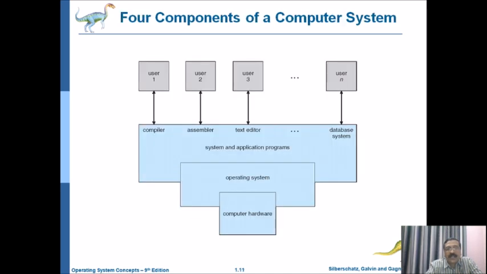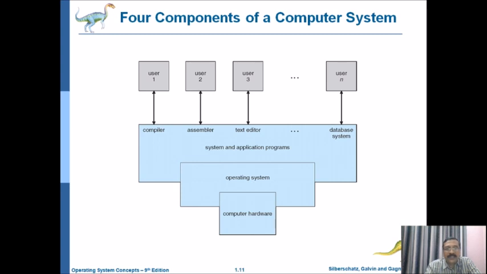You see, this figure illustrates the same thing: computer hardware, operating system, system and application programs. You see compiler, assembler, text editor, database system, etc. User 1, user 2, user n. Then maybe user 2 is another computer. So this is the hardware, this is the operating system, the system and application programs, and user 1, user 2, user 3. I think it is clear to you. Everything is very simple and very clear.